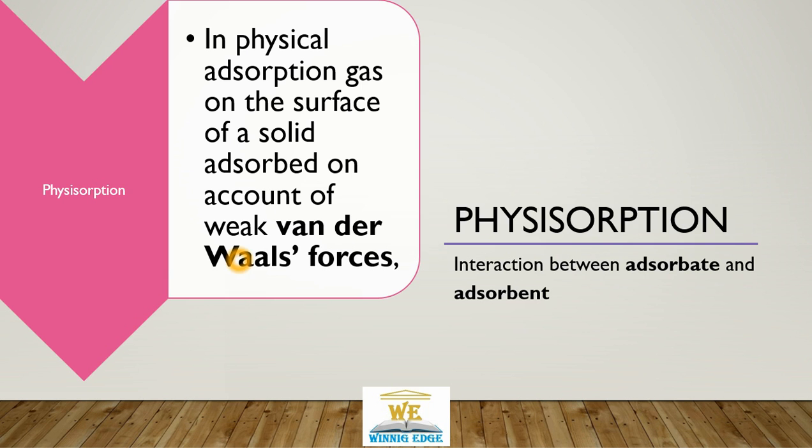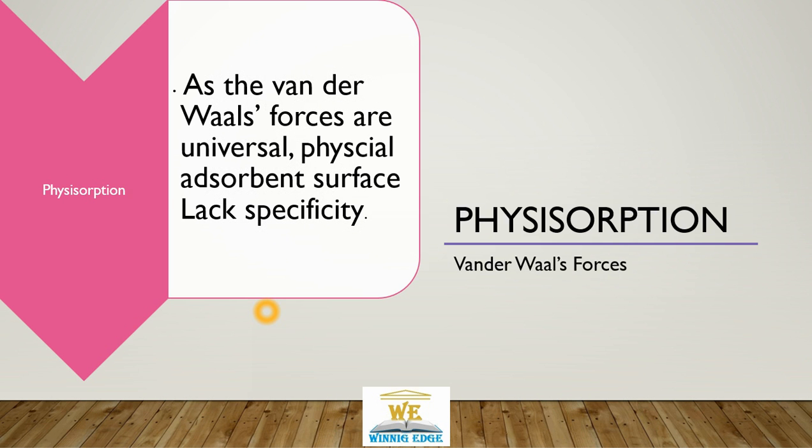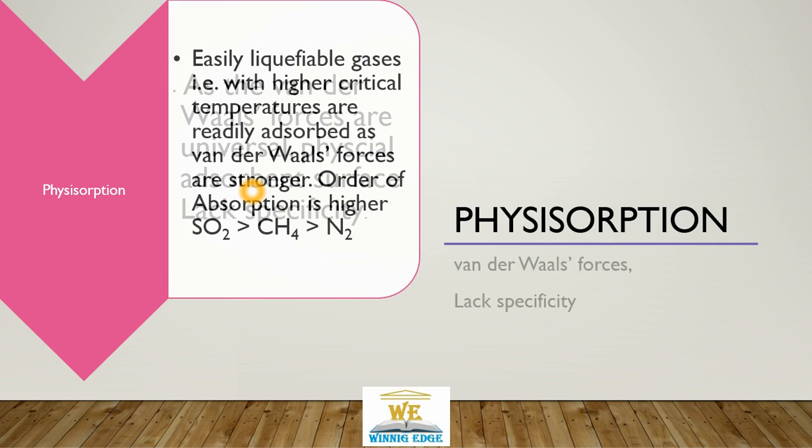Let's try to understand physisorption first. In physical adsorption, a gas is adsorbed on the surface of a solid on account of weak van der Waals forces. That's the first point: in physisorption, the interaction is based on van der Waals forces. As the van der Waals forces are universal, physical adsorption lacks specificity. Adsorbent means the material that provides a surface for adsorption, and adsorbate means the substance that is going to be adsorbed. Second point, we know it lacks specificity.